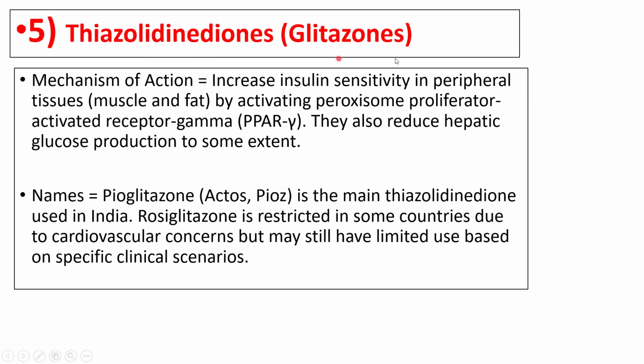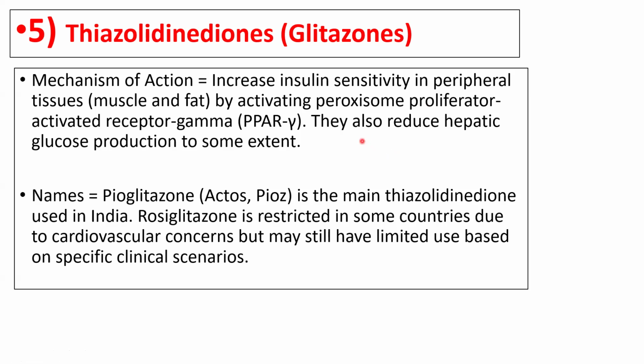Next, glitazones. I think glitazones are more common with the general practitioner. Mechanism of action: they increase insulin sensitivity in peripheral tissue, that is muscles and fat. Okay, you forget about the next sentence. They are acting on the receptors. They are increasing the activity of receptors. They are making more number of receptors. The quality of the receptor is increased because of these glitazones. They also reduce hepatic glucose production to some extent, as the conversion from glycogen to glucose is not taking place.